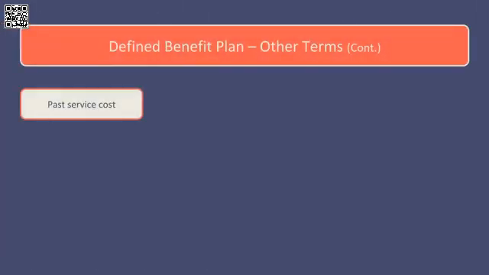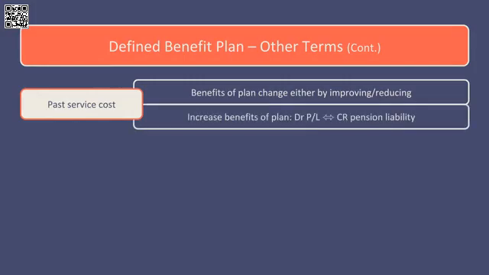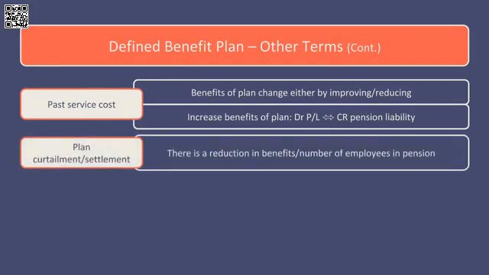Past service costs are incurred when the benefits of the plan change, either by improving or reducing. These should be immediately recognised in the income statement. To increase the benefits of the plan, debit income statement, credit pension liability. A plan curtailment or settlement is when there is a reduction in benefits or number of employees in the pension.